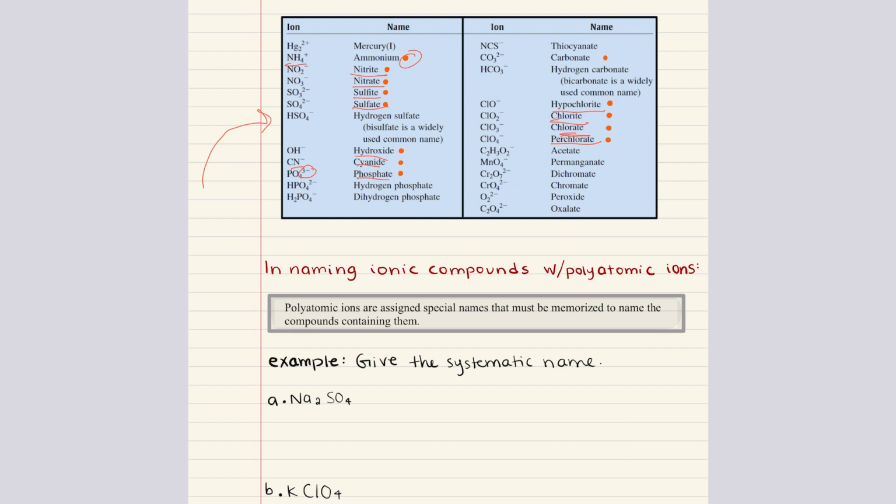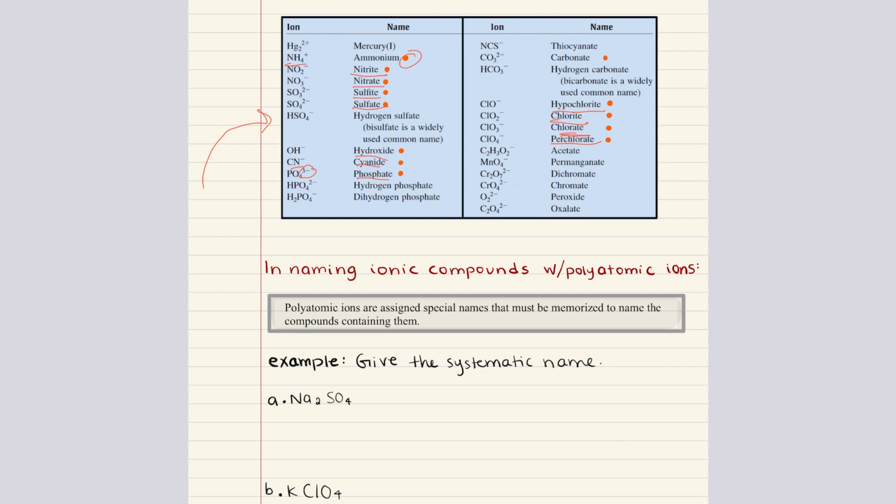From here, when we're naming ionic compounds with polyatomic ions, we follow the same basic rules as before. The cation is named first, the anion is named second, but we don't need to change the ending to -ide if it is a polyatomic ion. Instead, we just use the name of the polyatomic ion as it is memorized.